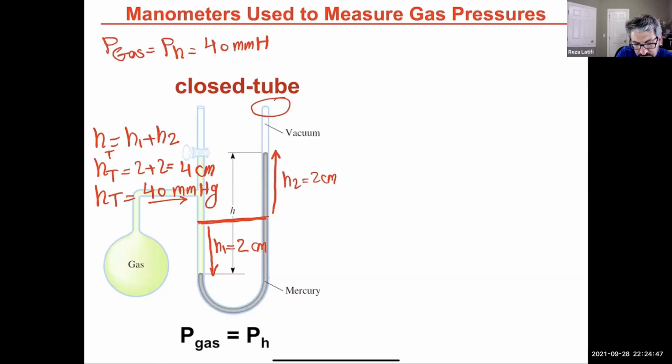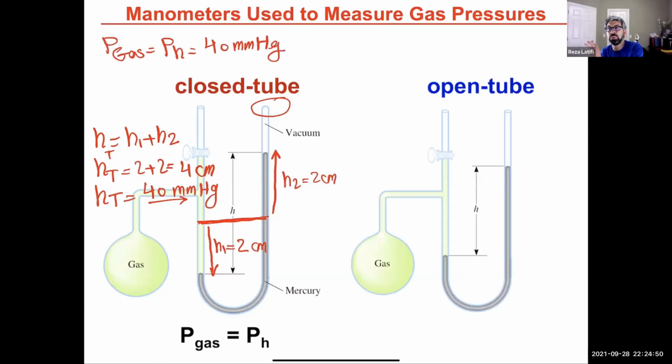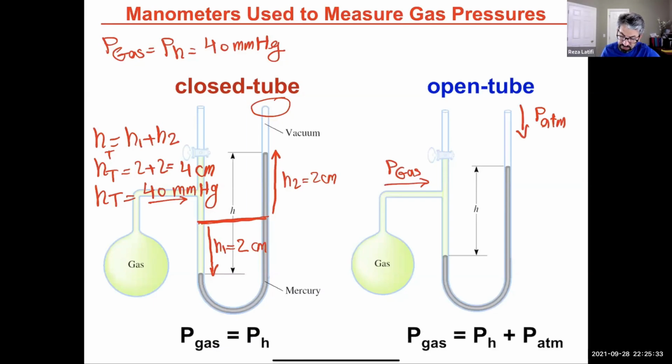But if the tube is open to the air, then in that case, the gas will not only push the mercury, it has to fight with the force that we get from the atmosphere. Remember, the atmosphere outside will push the gas down. So you get a pressure equal to the pressure of the atmosphere pushing the mercury down. And here we have the pressure of the gas that's going to be used to push the mercury toward the outside, to the atmosphere. So in that case, we say the pressure of the gas is going to be equal to pH plus P atmosphere.